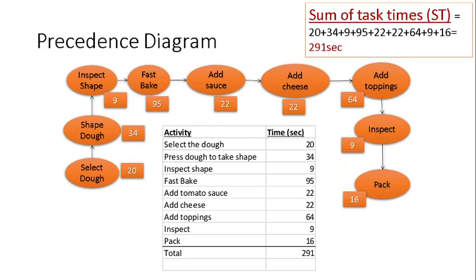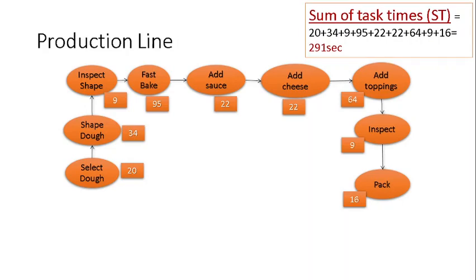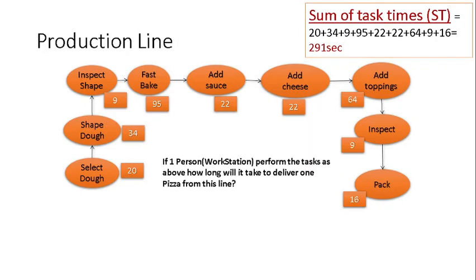What we want to achieve here is to find out some variations that might increase our production rate or increase the efficiency. So let's check a couple of variations on the way we approach our line. The first question is, if I have only one person or one workstation that undertakes the whole set of tasks, can you imagine how much time it will take to deliver one pizza from this line? Is it going to be 50 seconds, 100 seconds? What do you think?